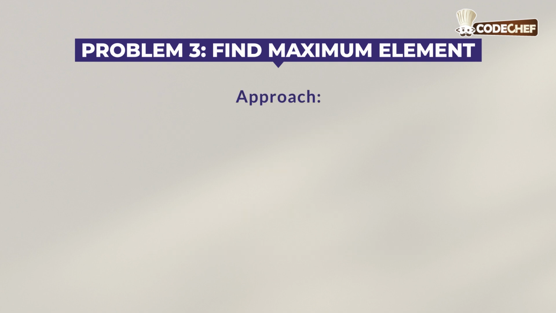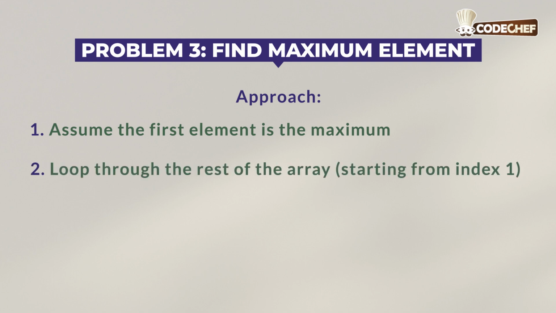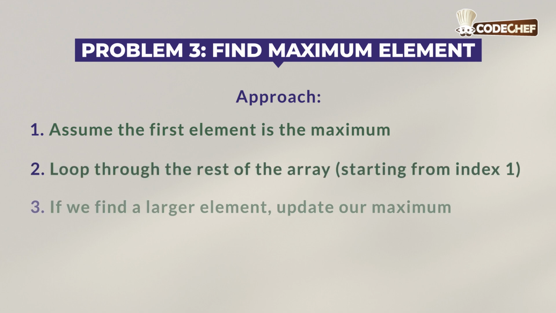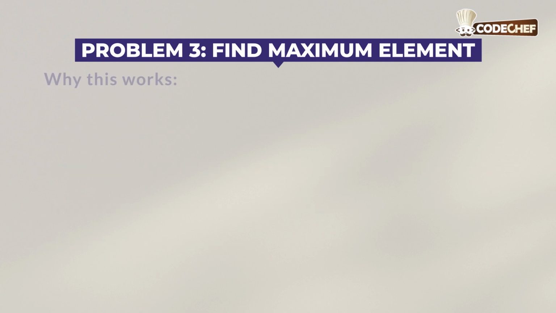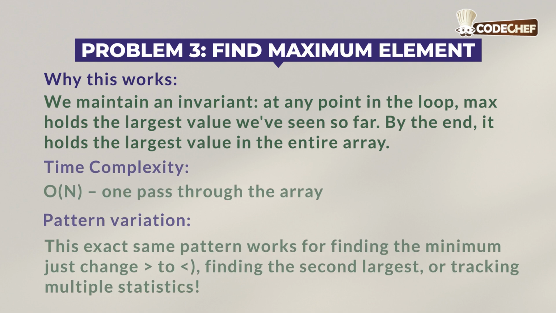The approach we use here is we assume the first element is the maximum. Then we loop through the rest of the array starting from index 1. If we find a larger element, we update our maximum, and we print the final maximum. Why this works is we maintain an invariant. At any given point in the loop, maximum holds the largest value we have seen so far. So by the end of it, it holds the largest value in the entire array. The time complexity for the same is O(n).